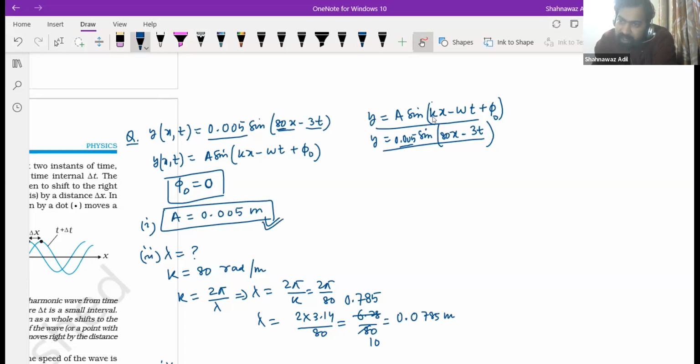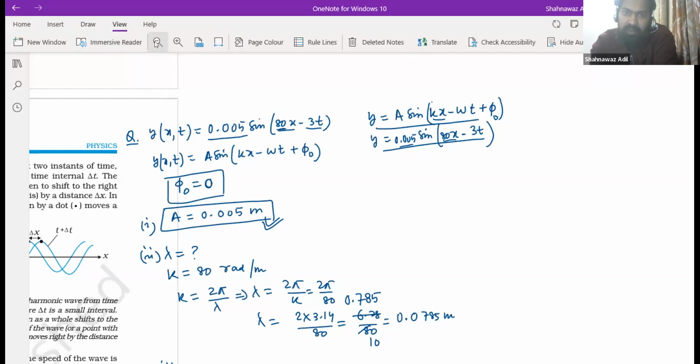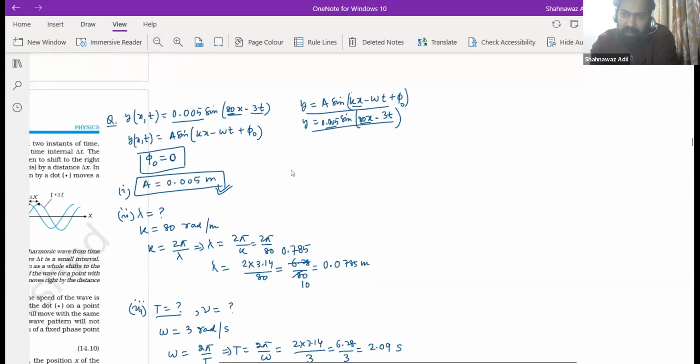Similarly, when we compare kx, k would be 80, right? Yes, 80. And then similarly we can compare omega, so omega would be 3. That is how we get it. Is it clear? Okay, sir. Please note it down, and then we'll quickly understand the other topics.